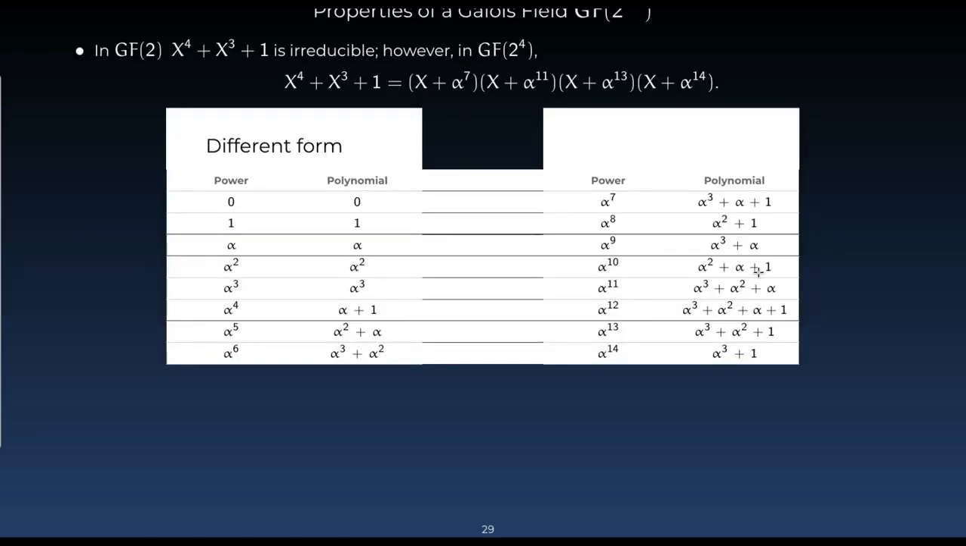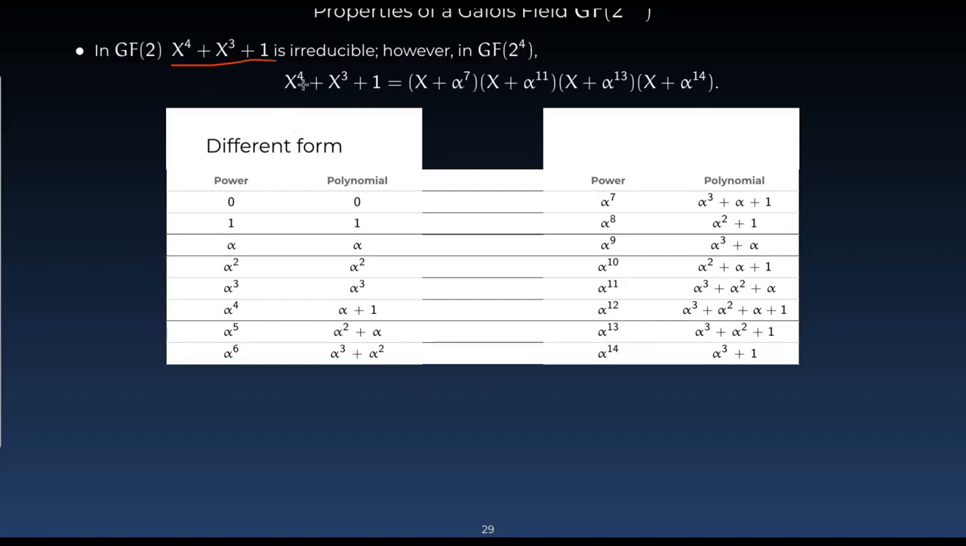As we have seen in GF(2), there are certain polynomials which are irreducible. It means they cannot be factorized any further. Those polynomials which are irreducible in GF(2) can actually be factorized in some GF(2^m). For example, here x^4 + x^3 + 1 is irreducible in GF(2), but it can be factorized in GF(2^4), and one of the possible factorizations is this.